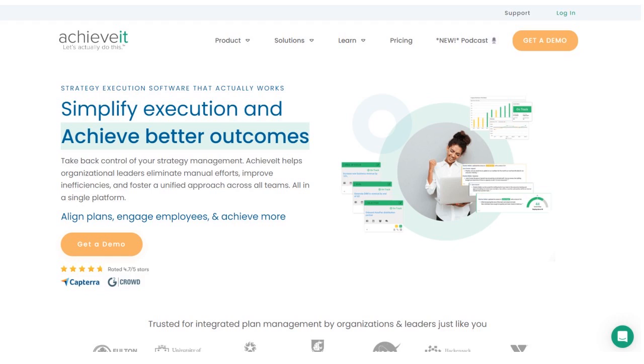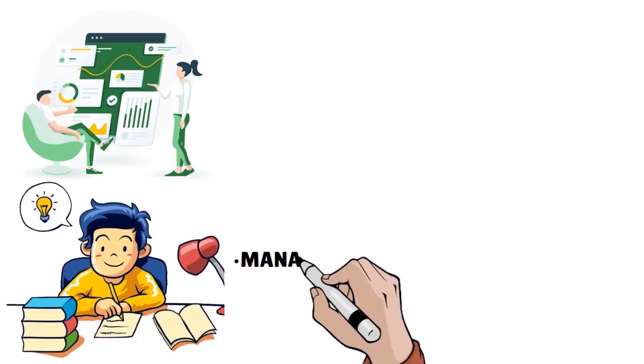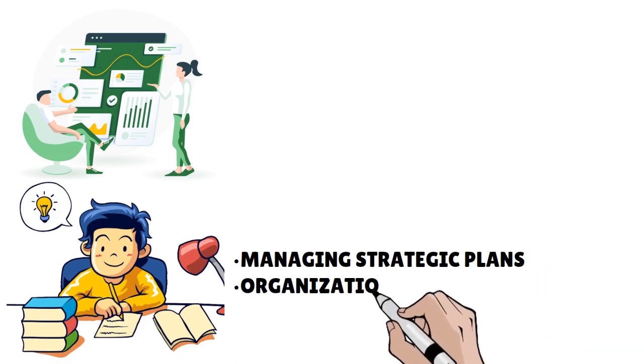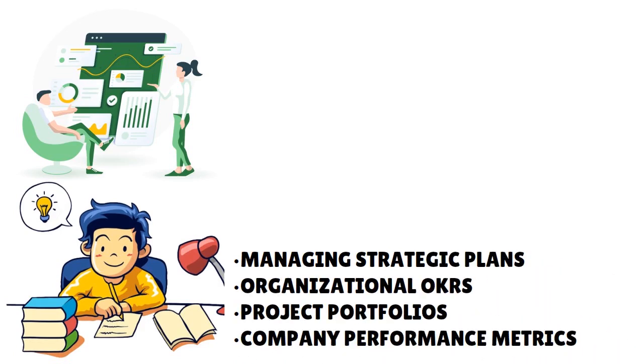And so as a platform, AchieveIt actually enables your organization to align its objectives across departments and stakeholders, track progress, and identify potential roadblocks in real time. Everything is happening simultaneously, okay? And AchieveIt can actually be used for many different things, like writing a business plan, managing strategic plans, organizational OKRs, project portfolios, company performance metrics, and more, way more.